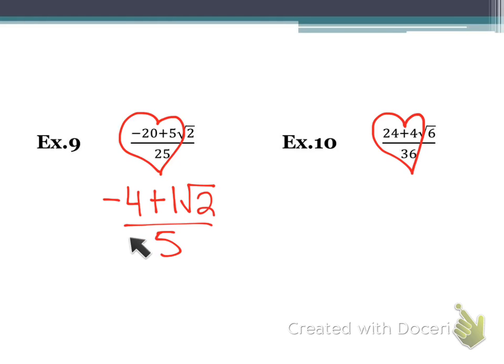I know I keep repeating myself, but I fear that I might have a student do it anyway. Do not combine these two numbers, the negative 4 and the 1. That one's stuck with a radical 2, so it cannot get combined with that negative 4.